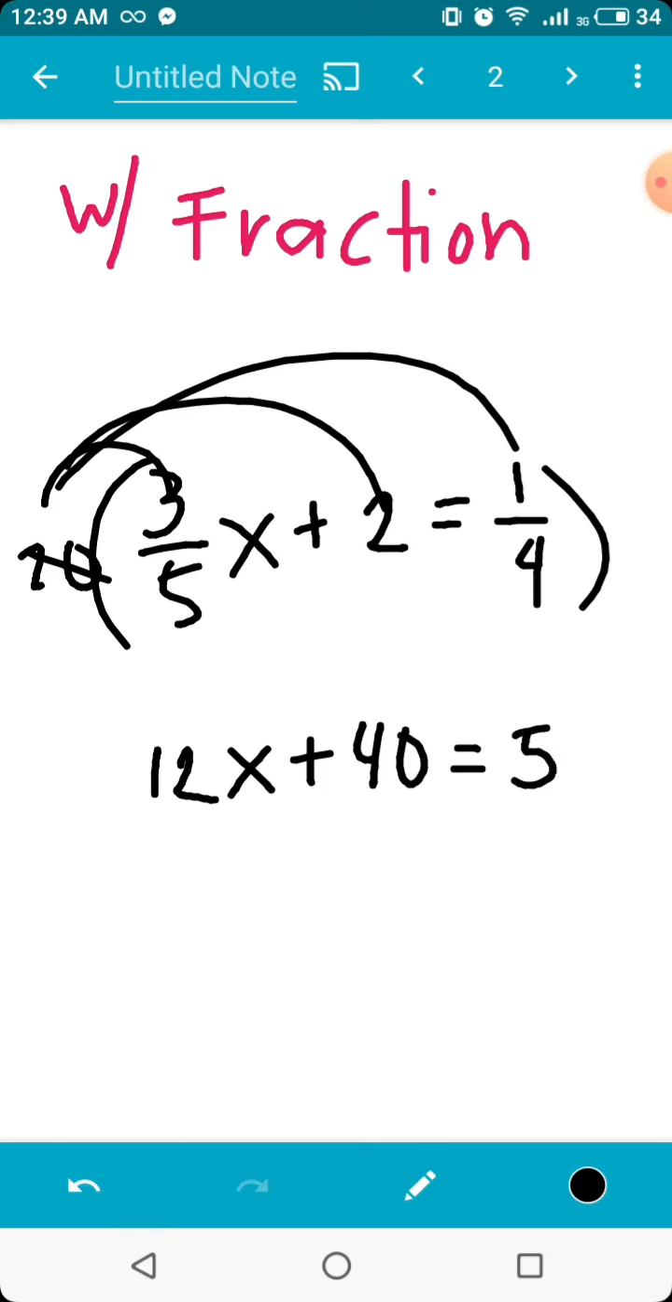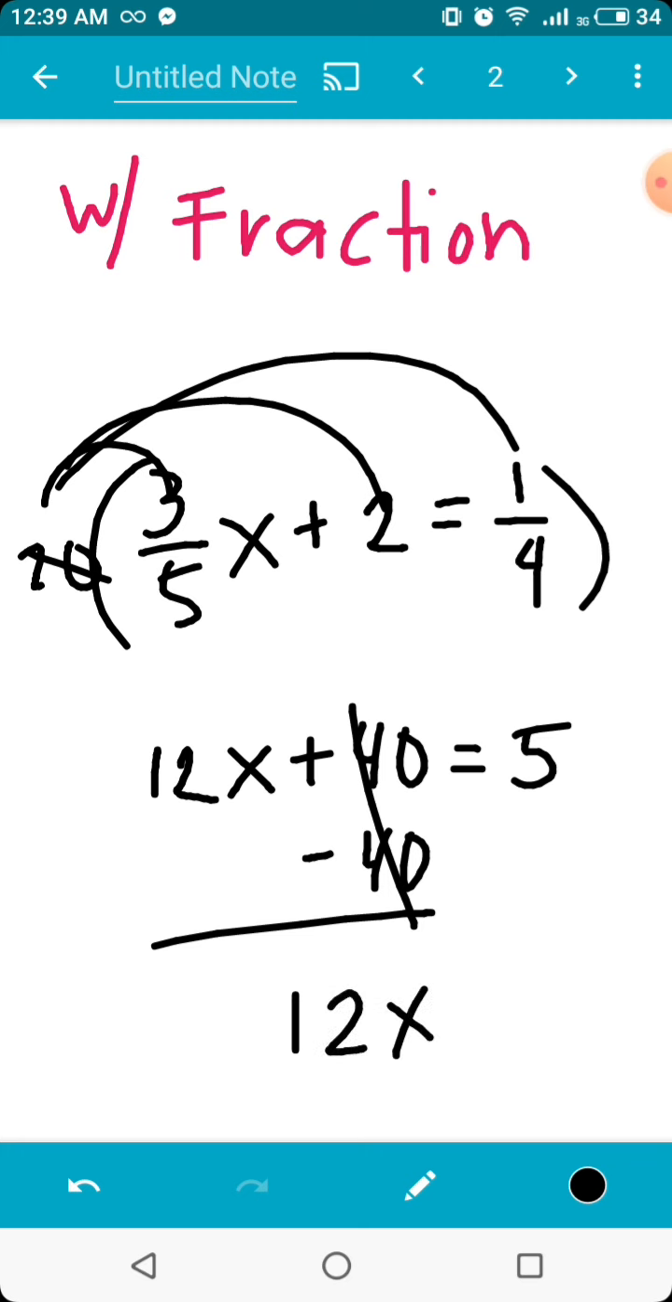Okay? So, ayan. So, ito na ang ating bagong equation. So, we have 12x plus 40 equals 5. So, ang dapat makancel dito sa side na yan ay yung positive 40 by combining negative 40. Okay, and so, canceled na siya. Ang natira na lang dito ay 12x. And then sa kabila, mag-minus din tayo ng 40. So, 5 minus 40, that is negative 35.